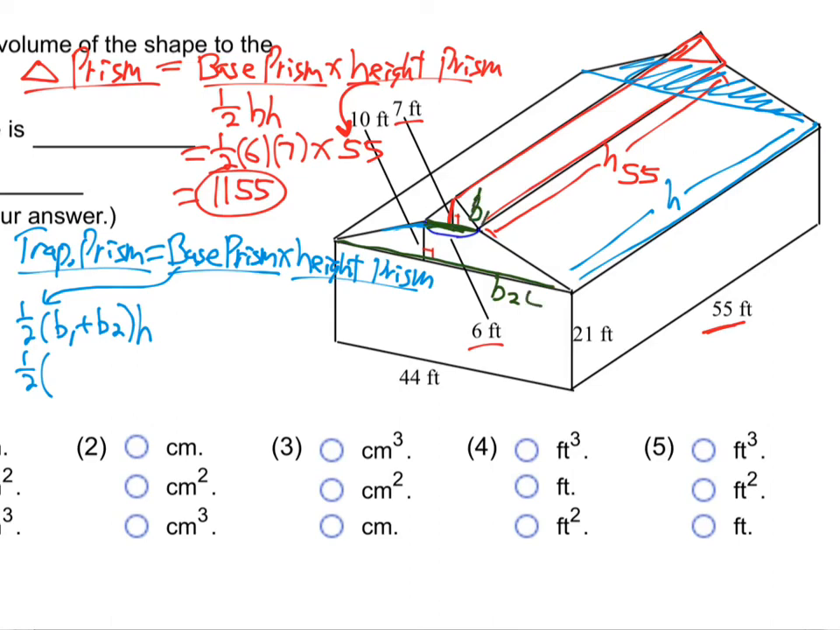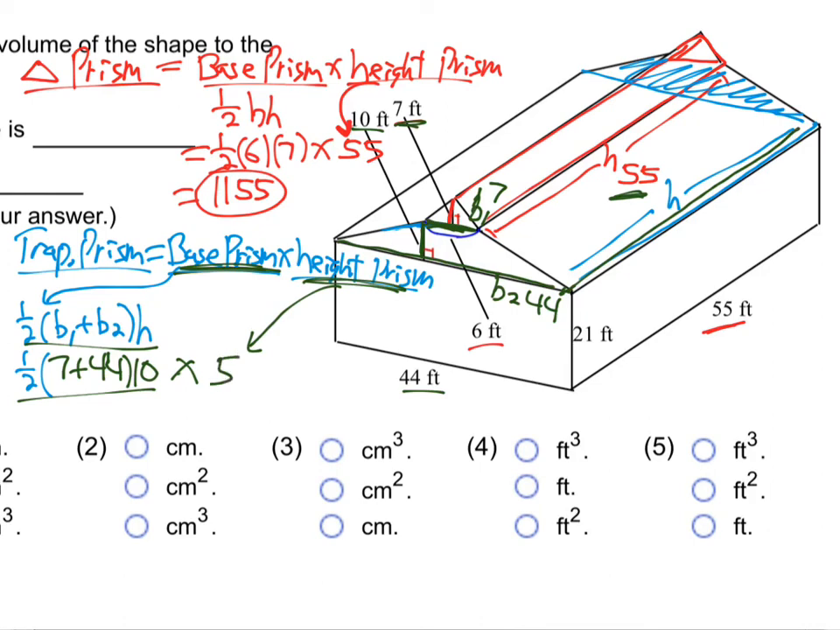Base 2 is the 44. Base 1, they're telling me, is 7 right here. 7 is that base. So 7 and 44 times the height. The height is this. It's the height of the trapezoid. That's the 10. Careful, that's the height of the trapezoid. We're still doing the base right here. All this is from the base, times the height of the prism. Height of the prism is the 55, right? The whole prism, which is a three-dimensional shape, which goes from here to there, that's the 55.